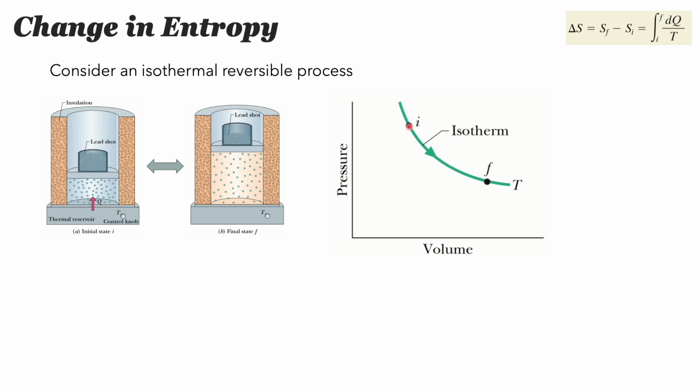The process of going from the initial state to the final state without any change in the temperature is called an isothermal process, and this graph or this curve is called an isotherm.